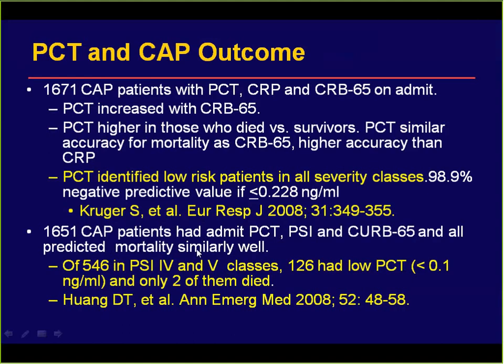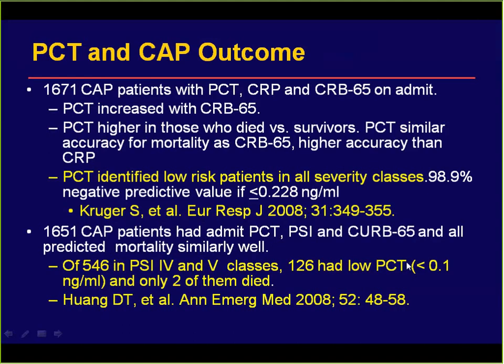This is a study of 1,600 patients with community-acquired pneumonia in Pittsburgh, and about 550 of them fell in the highest risk for mortality group, pneumonia severity indexes 4 and 5. These are the people who usually get considered for ICU admission. What they did is they measured procalcitonin in all of these 550 patients, and they divided the results into quartiles. There were 126 patients who had levels less than 0.1.